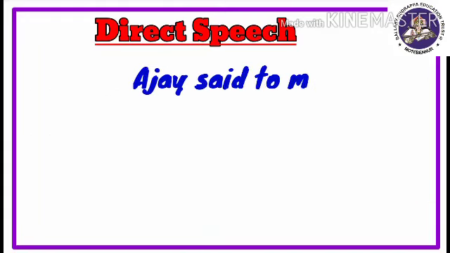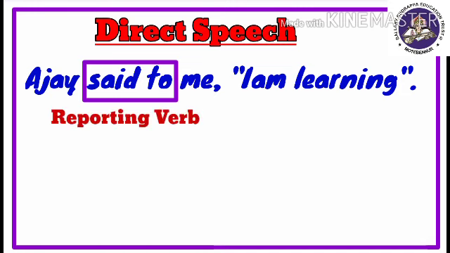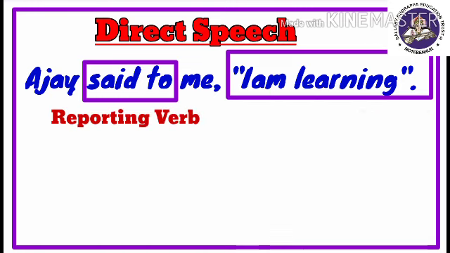Ajay said to me, "I am learning." Ajay said to me, comma, quotation, I am learning. This is an example of direct speech. Here, "said to" is called the reporting verb. "I am learning" is called reported speech. Remember, "said to" is called the reporting verb, and "I am learning," the second part, is called reported speech.